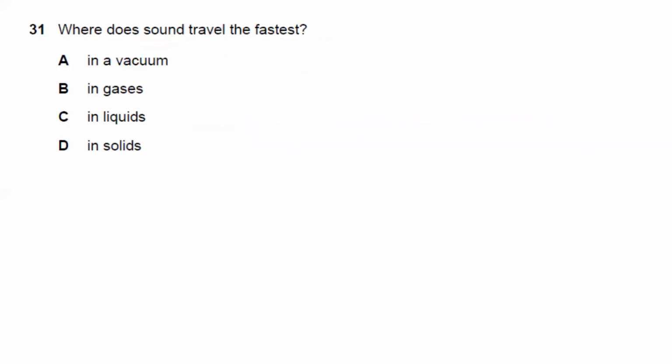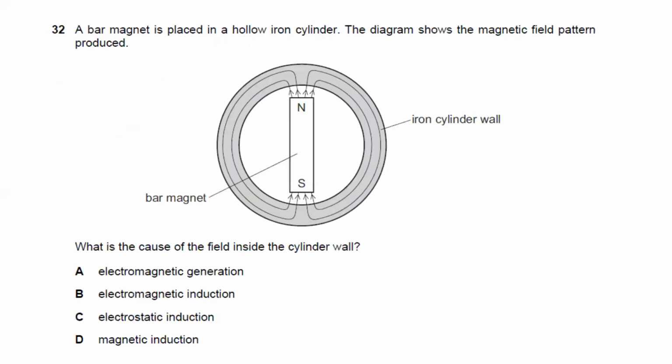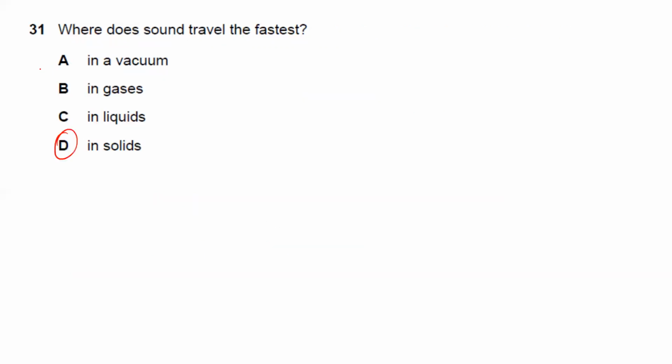So next question. It says, where does sound travel fastest? Vacuum, gases, liquids, solids. Sound travels fastest in solids. It's a fact we have. Sorry, previous question: in a vacuum, sound doesn't travel. Gases are the slowest, fastest in solids, then in liquids, then in gases, and there's no travel of sound in a vacuum.